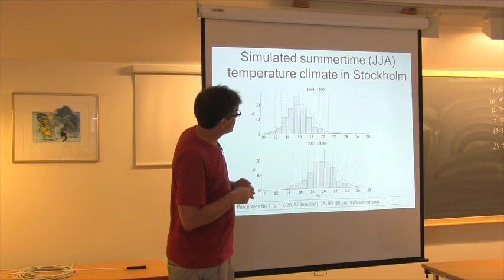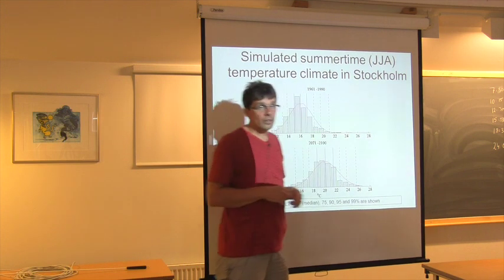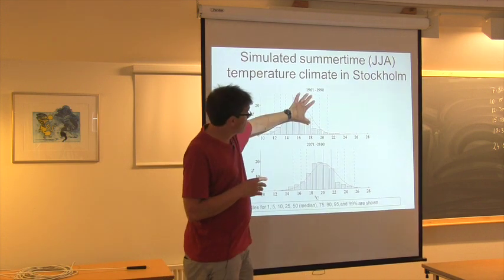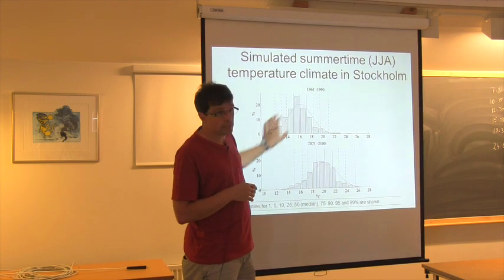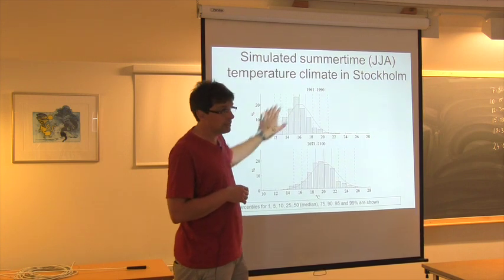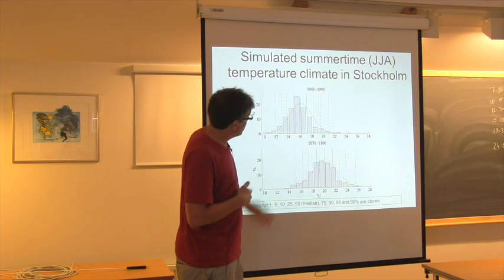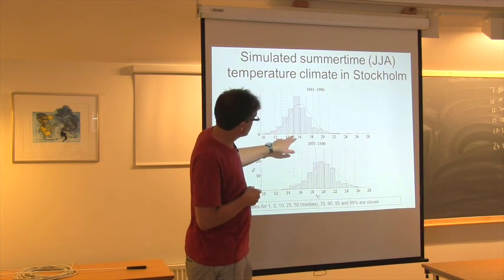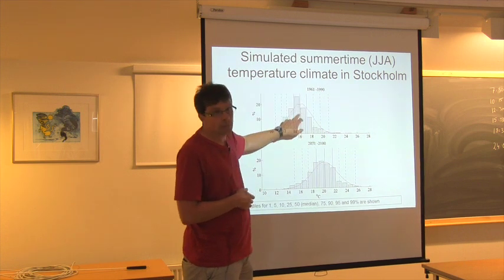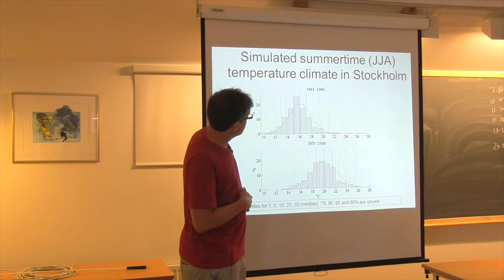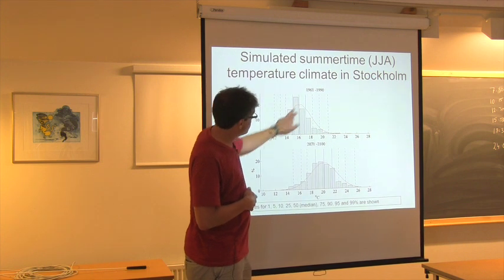And this is now summertime, June, July, August. So there are 30 years of data here, 3 months, 90 days. So it's 2,700 days behind these statistics up here. In the model, we see that, okay, median temperatures are here close to 15, 16 degrees, something like that. And then, you can see the distribution here.